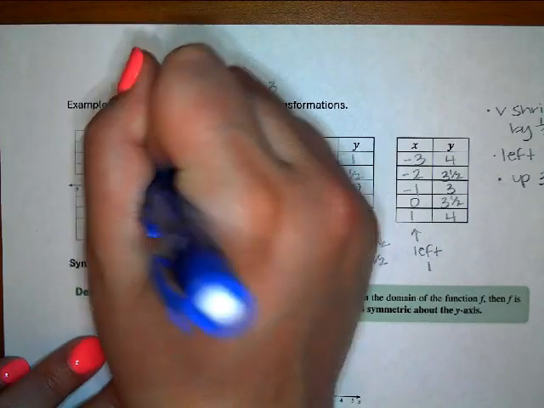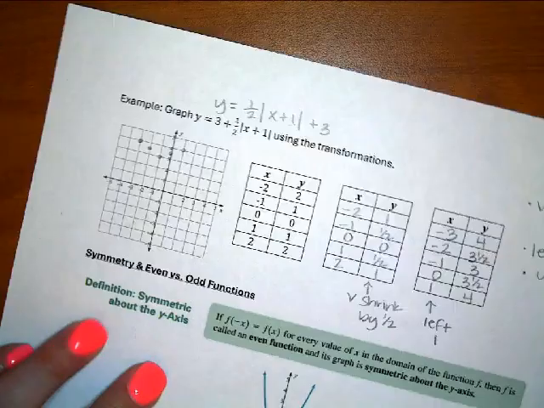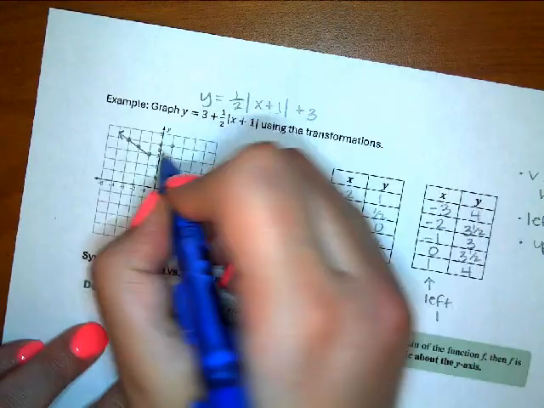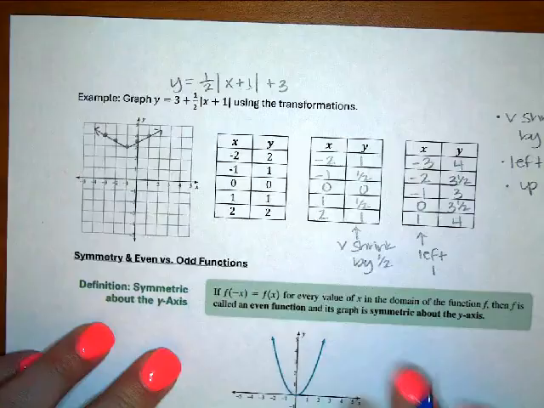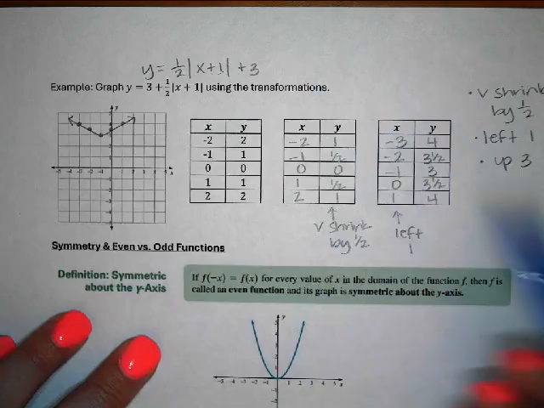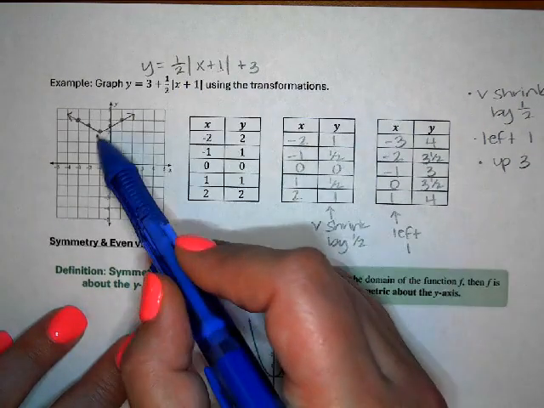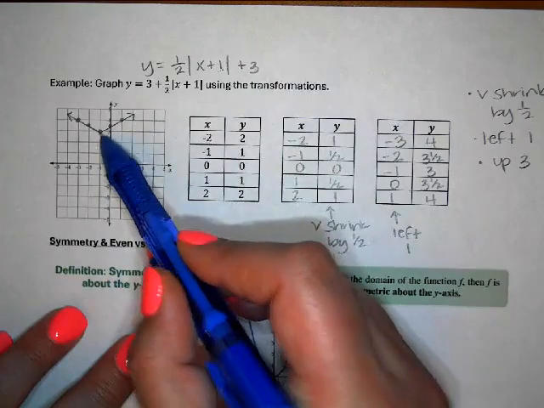So this V is pretty wide and pretty short compared to what we're used to. So I can see that it's compressed, short, wide. The vertex here has shifted left and shifted up. So it appears that the transformations are there and they make sense.